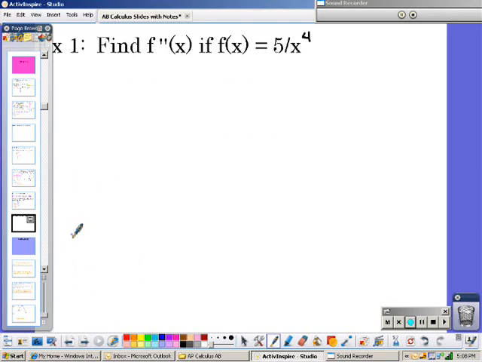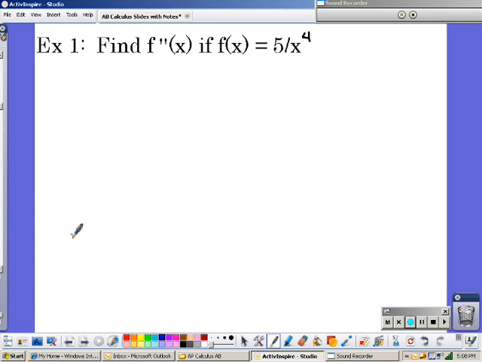Here's an example, example 1. This problem asks us to find f double prime of x. F double prime of x is the second derivative. And it's asking me if f of x is equal to 5 over x to the fourth. Now in order to find the second derivative, we're necessarily going to have to find the first derivative. So let's find f prime of x first. I'm going to go over to my original problem. I'm going to change a little bit about how it's written. So this guy's a fraction. He's 5 over x to the fourth.